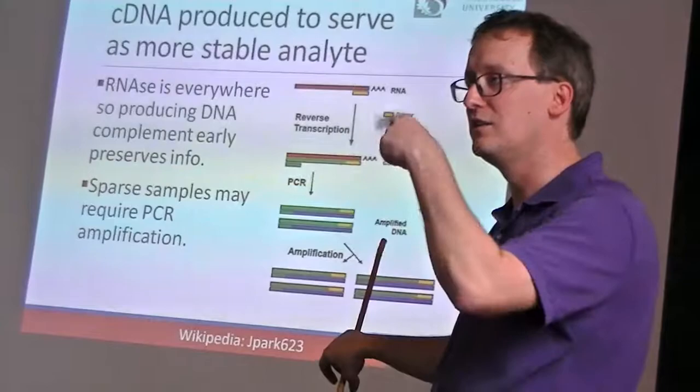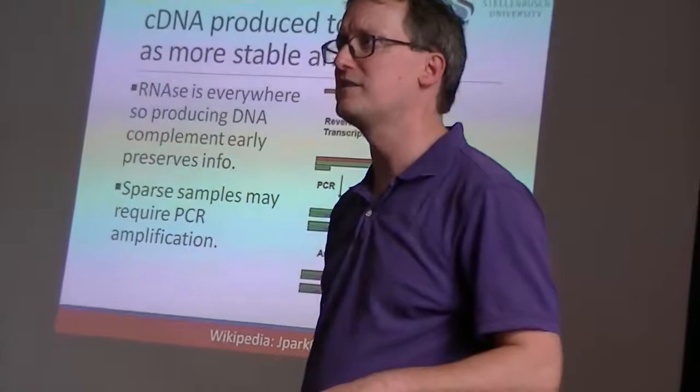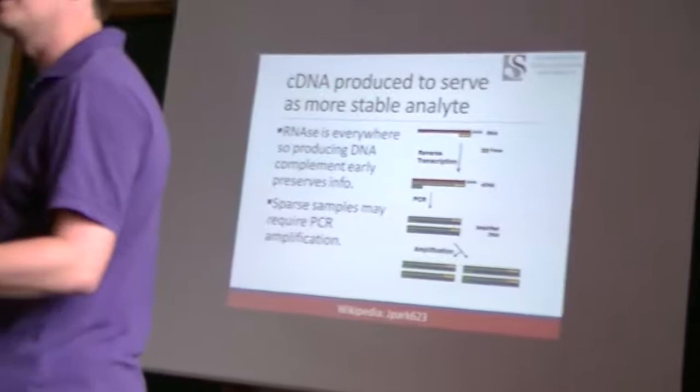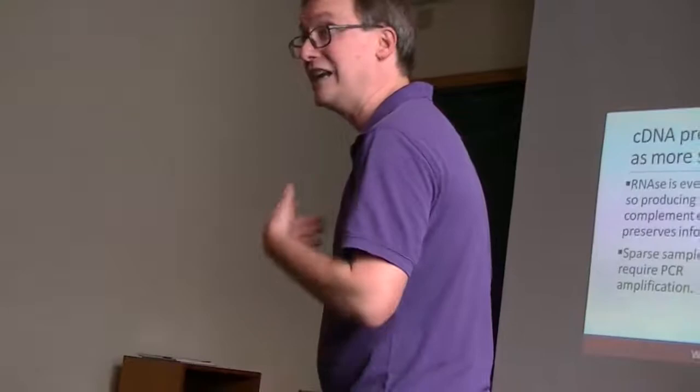Okay. I've used some images from Wikipedia here, so when you see something like Wikipedia JPARC 623, that's the author on Wikipedia, or generally Wikimedia Commons, who produced these. Most of the images that you see on Wikipedia have been made available for free use by anybody, but it's still appropriate to mention who you got this image from. I didn't draw it, I want you to know that. My drawings generally look a lot worse.